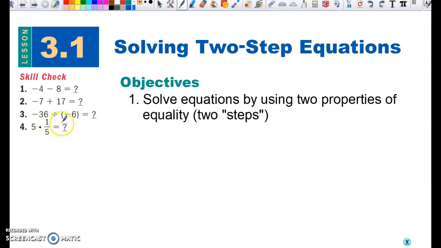So we'll begin by doing our skill check here. If you could pause and just take a minute to do that, it should only take about 30 seconds.